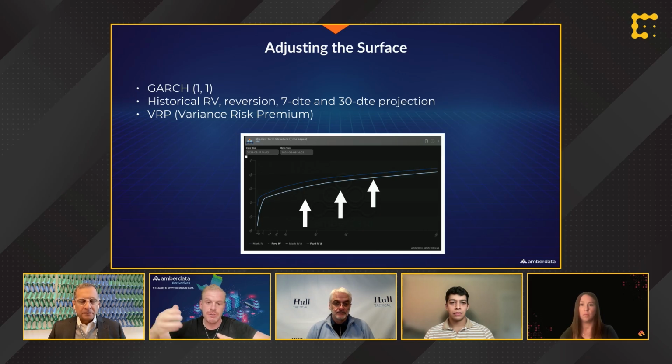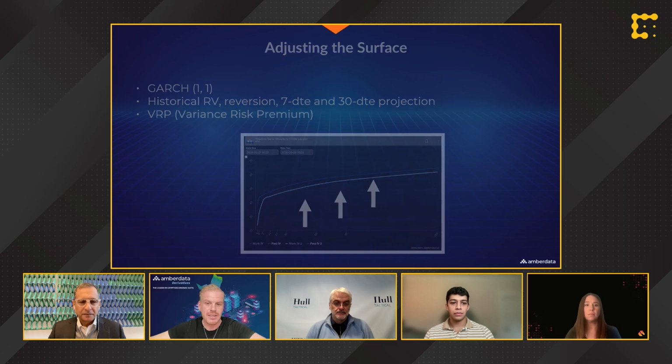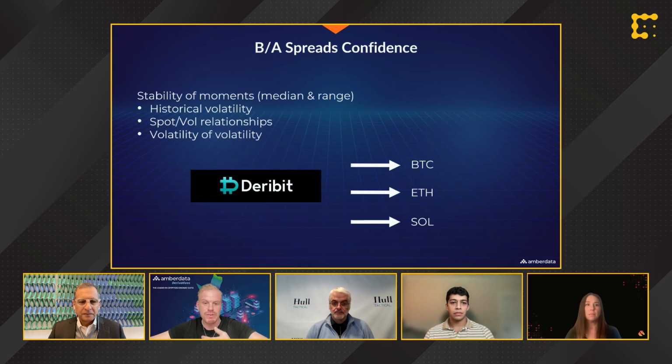7 DTEs and 30 DTEs are what we support. And this allows us to take that shape and essentially adjust it up or down in a fashion that mimics how the altcoin is actually moving. And then finally, we have a little bit of a confidence interval as well.